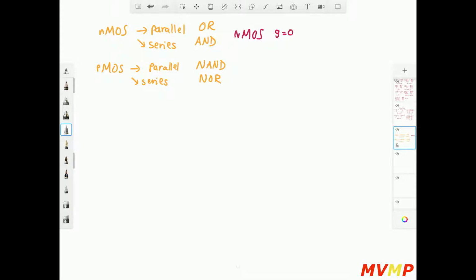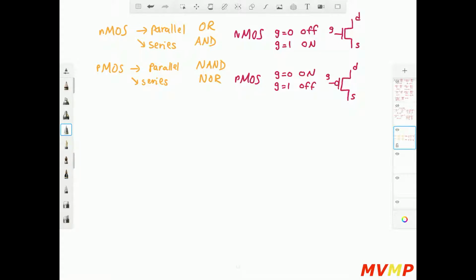For nMOS, when the gate input is a 0, that means it's off. And when the gate is a 1, the transistor is on. Looking at this little diagram, this is what an nMOS transistor looks like. You've got the drain, source, and the gate. When you're passing a 0 to the gate, the transistor is off. You're passing a 1, it's on. For the pMOS, it's reversed. When the gate is passing a 0, it's on. And when the gate is a 1, it's off. You'll notice on the pMOS there's a bubble in the front, which states that it's reversed.